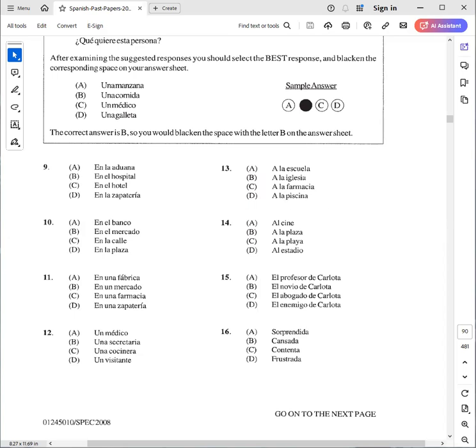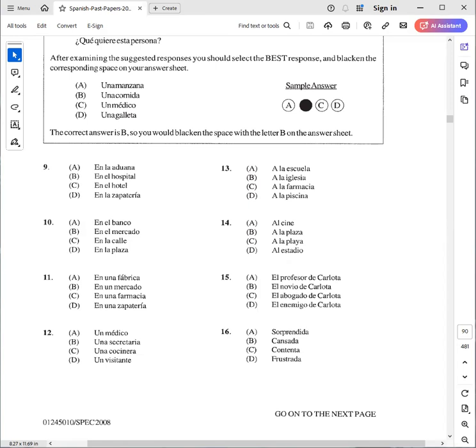Number 14. ¿Por qué no vamos al partido de fútbol esta tarde? Según el periódico, va a ser fenomenal. ¿A dónde van estas personas? So why don't we go to the football match this evening? According to the newspaper, it's going to be phenomenal. Where are these persons about to go? Where are they going? So it will be al estadio, to the stadium.